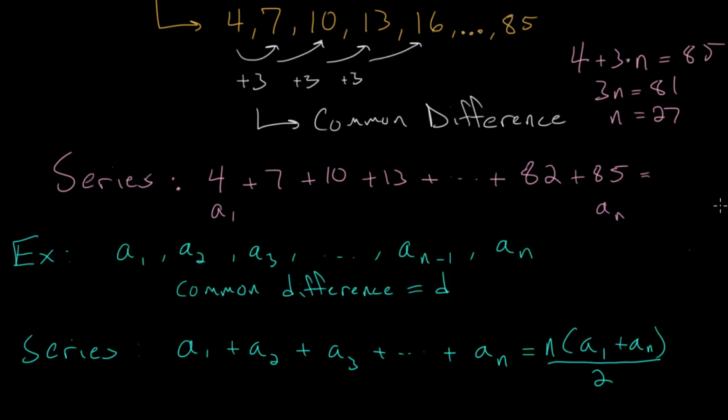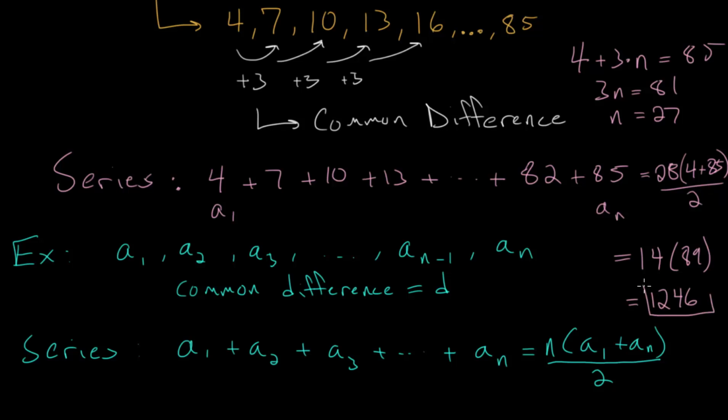And if we just plug everything into the formula, we have the 28 total terms multiplied by the average of the first and the last number. So that's 4 plus 85 here, and then divide everything by 2. So you get 14 times 89, which if you put that into a calculator, you get 1,246. So you can actually add up these terms.